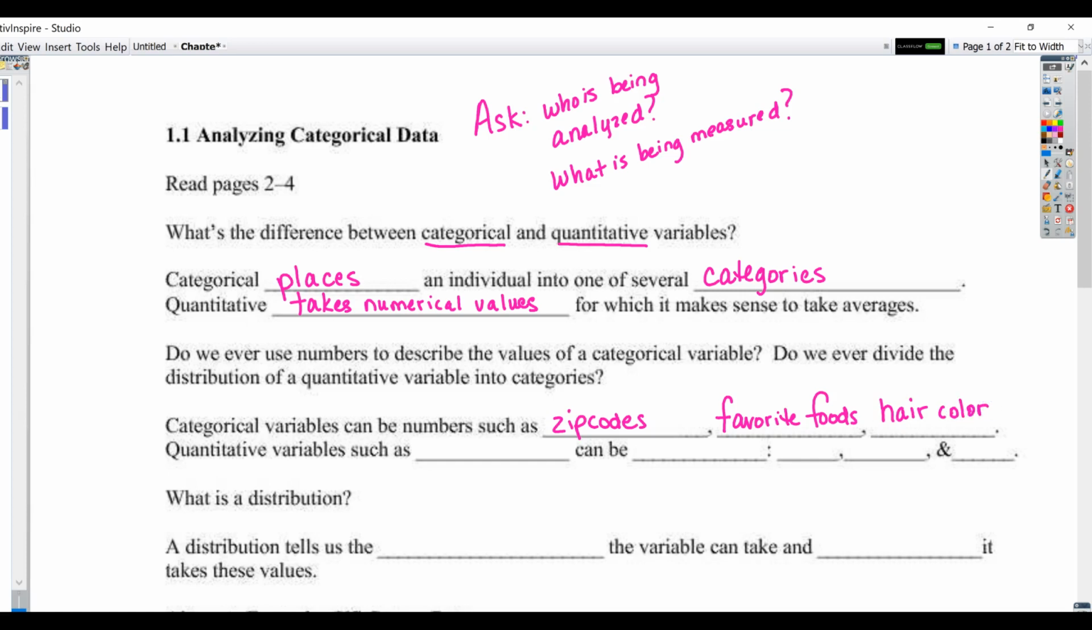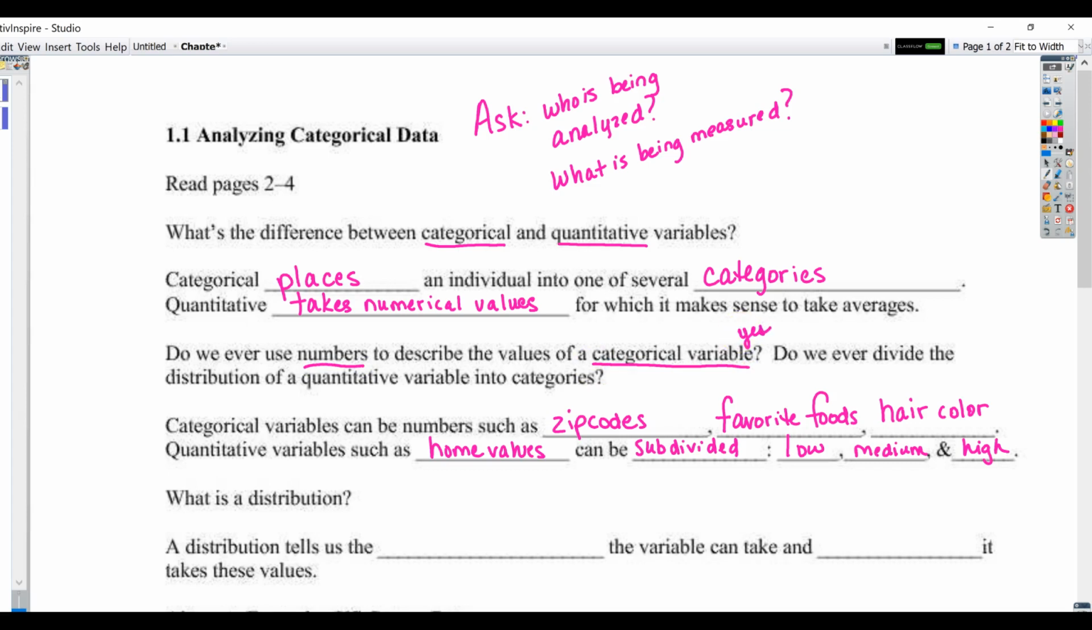etc. So quantitative variables, some examples for that might be home values, and those home values could be subdivided into, say, for example, low, medium, and high value homes. Okay, so to answer the question, do we ever use numbers to describe the values of categorical variables? Yes, you can.